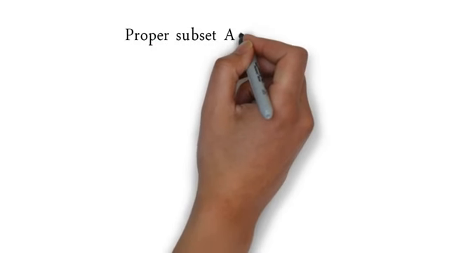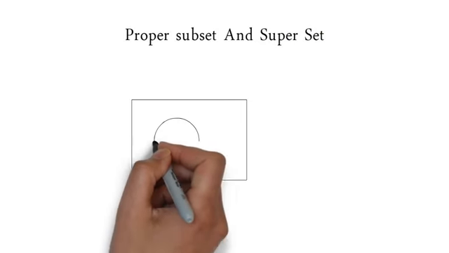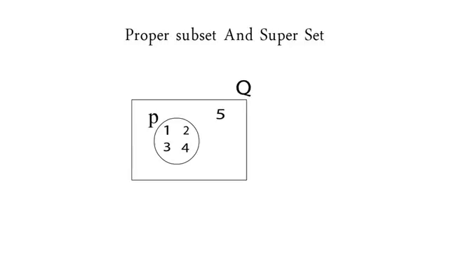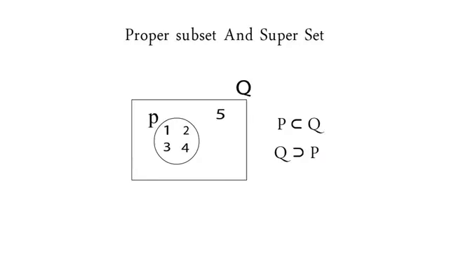Proper subset and super subset. If P is a subset of Q and the set Q contains at least one element which is not in the set P, then the set P is the proper subset of set Q. It is denoted as P is a proper subset of Q. In this case, the set Q is said to be the super subset of the set P and is denoted as Q is a super subset of P.